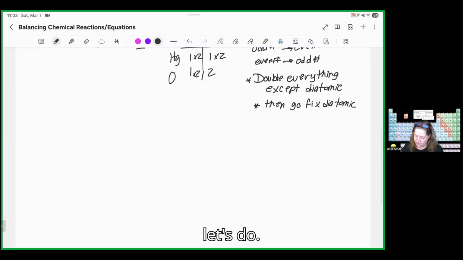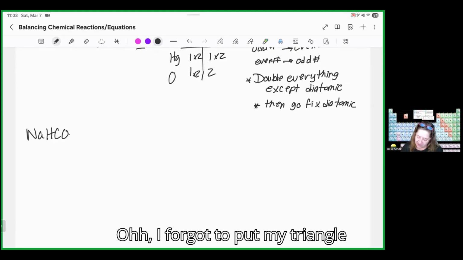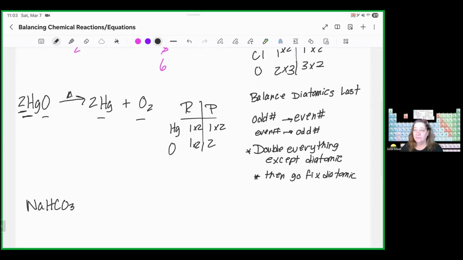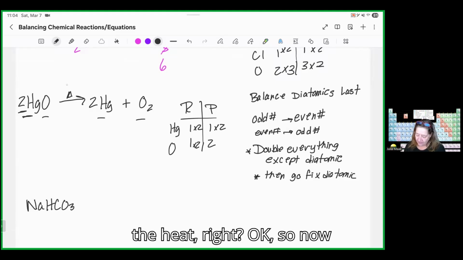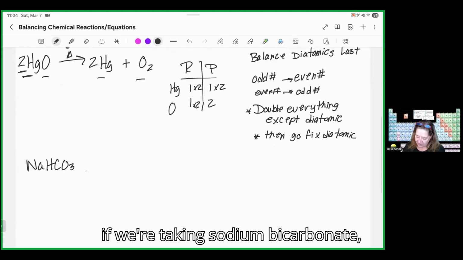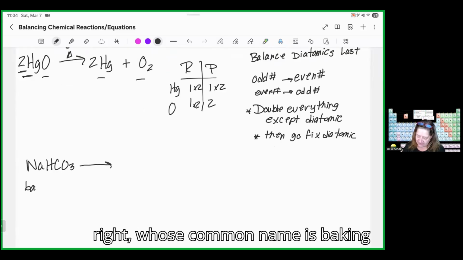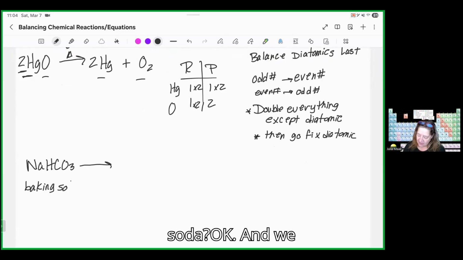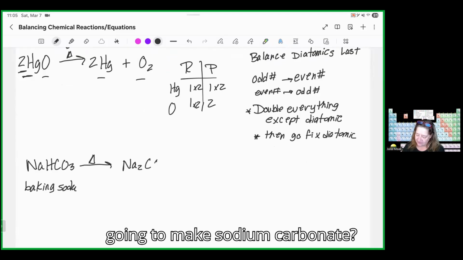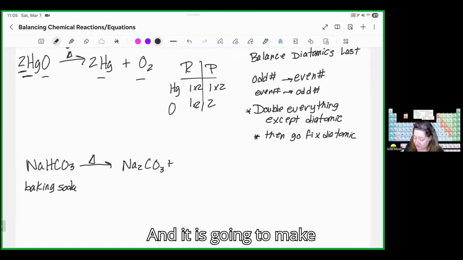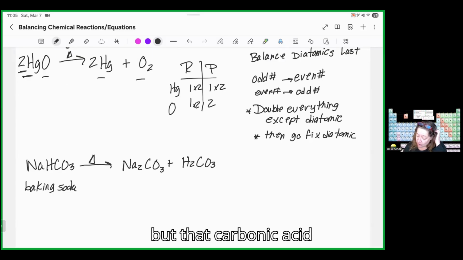Oh, I forgot to put my triangle in there. Got to have that triangle there for the heat. Now if we're taking sodium bicarbonate, whose common name is baking soda, and we heat it to decompose, it is going to make sodium carbonate, and it is going to make carbonic acid. But that carbonic acid always breaks apart into water and carbon dioxide.